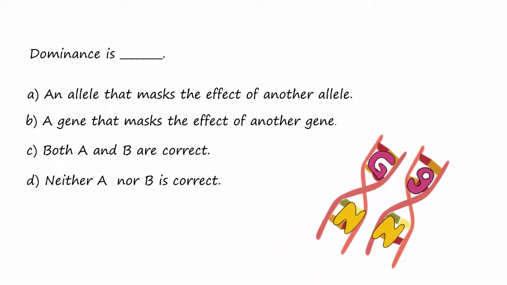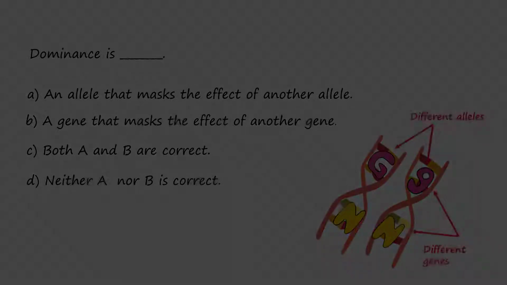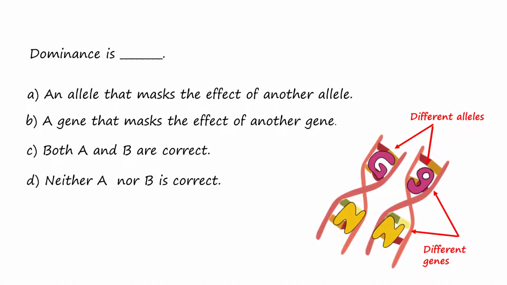Question 4. Dominance is A. An allele that masks the effect of another allele. B. A gene that masks the effect of another gene. C. Both A and B are correct. D. Neither A nor B is correct. The answer is A. B is not the answer, as different genes are not the same as different alleles.